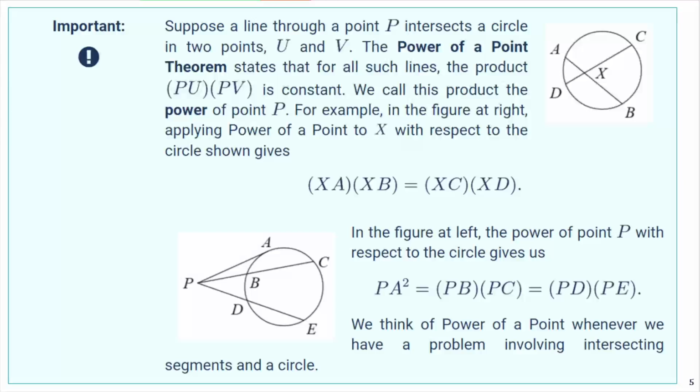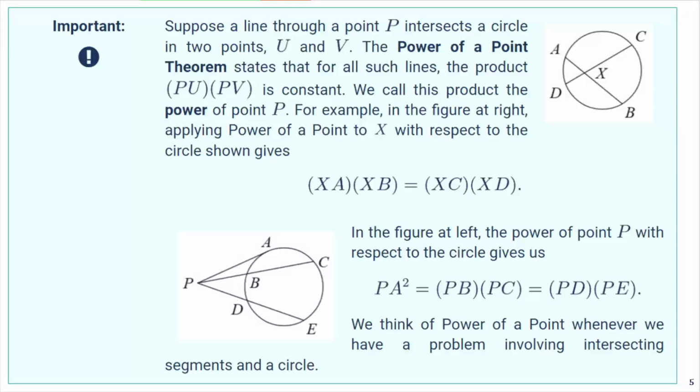So let's have a look at this property here. Suppose a line through a point P intersects the circle in 2 points. The power of a point theorem states that for all such lines, the product PU times PV is constant. We call this product the power of point P.